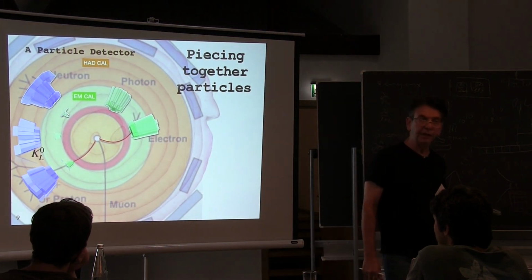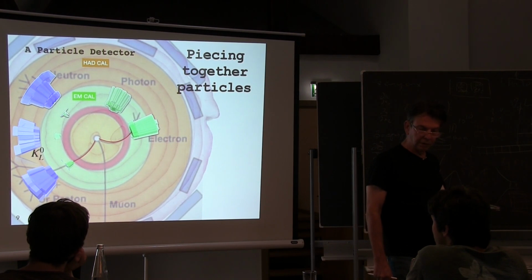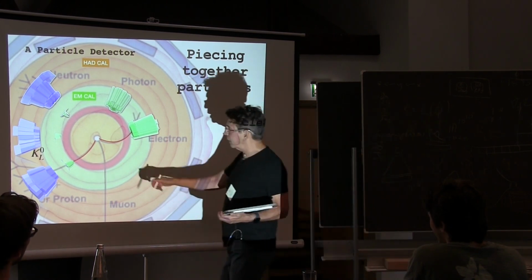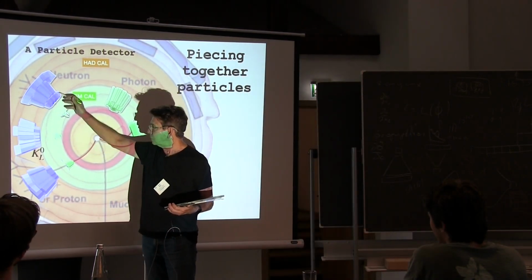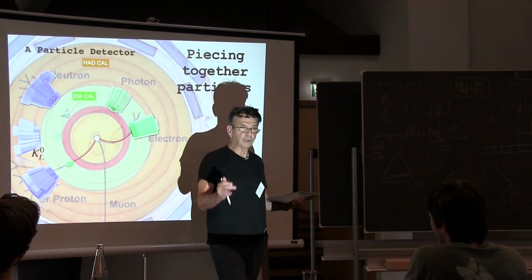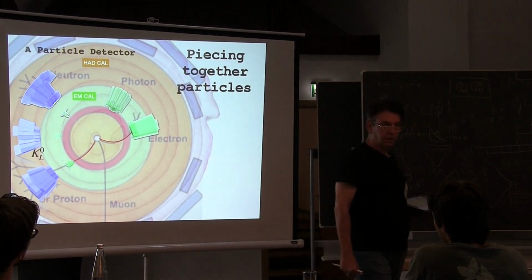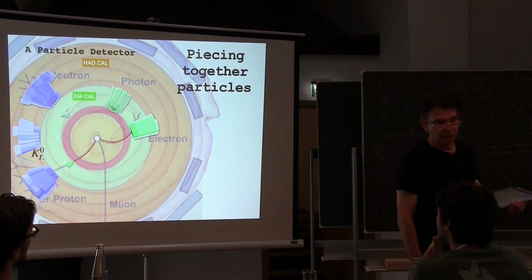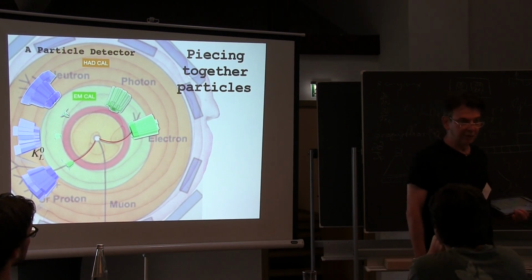This is a K long 0. Same story, you see the pattern of neutral hadronic particles, you see the pattern. So how would you tell a K long from a neutron? Very difficult. So you have to look at the shower shape. And what can look at the shower shape? The machine learning, right?